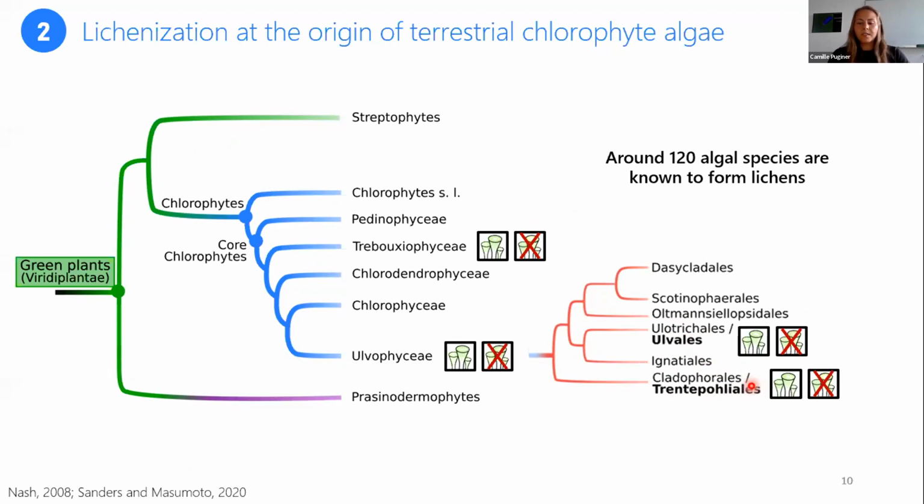So until now, we still don't know how to explain this distribution of lichenization within the chlorophyte algae, which means that we don't know if lichenization was acquired in the ancestor of both Trebouxiophyceae and Ulvophyceae and lost in the species that can no longer lichenize, or if it was acquired independently in Trebouxiophyceae and Ulvophyceae, which means in that case that it would be a convergent evolution.